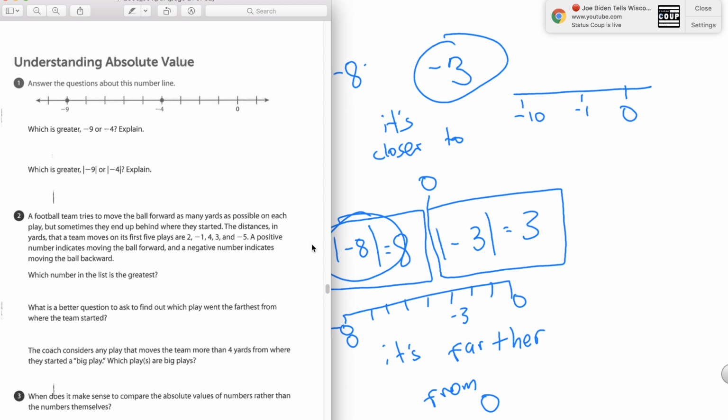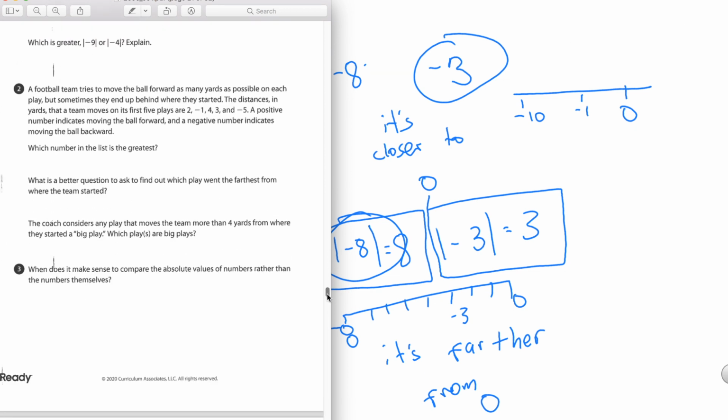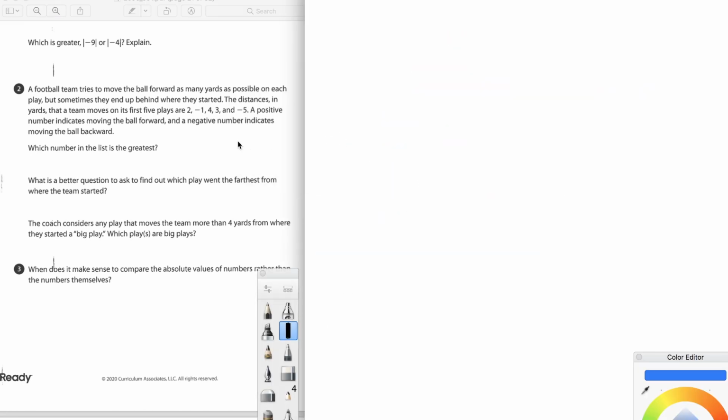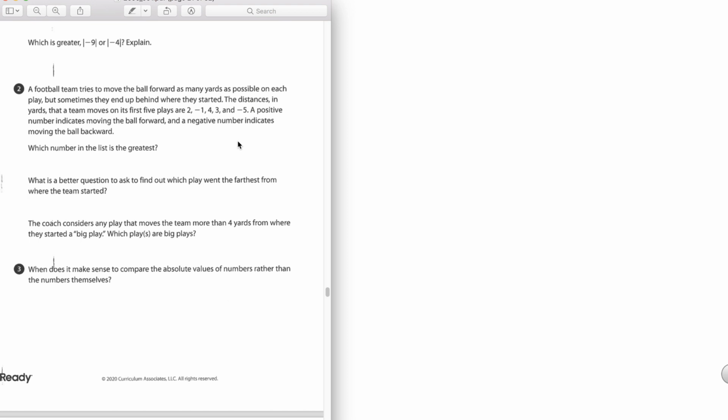Now let's look at question number 2. It tells us, a football team tries to move the ball forward as many yards as possible on each play, but sometimes they end up behind where they started. The distances in yards that the team moves on its first 5 plays are 2 yards, -1 yards, +4 and +3 yards, and then -5 yards. A positive number indicates moving the ball forward, and a negative number indicates moving the ball backwards.